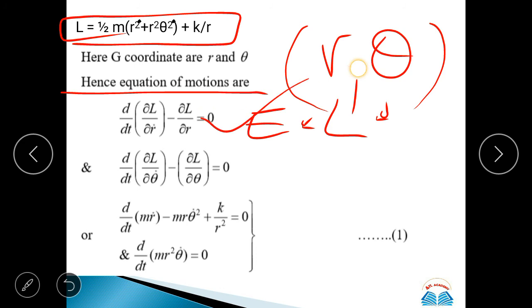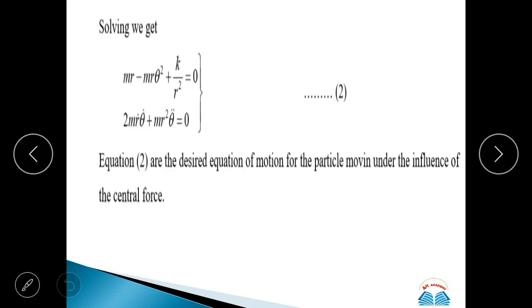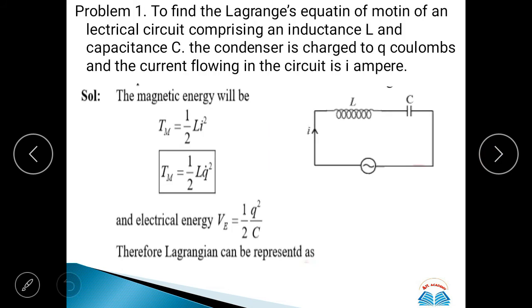So these are two equations in which we have to put the values, and when we put the values we get these equations, and solving these we get these results. You can solve these in your notebook and you will surely get these equations. So equation 2 is the desired equation of motion for the particle moving under the influence of the central force.